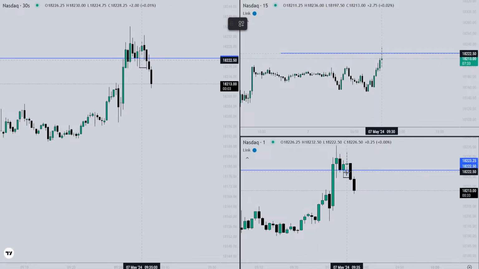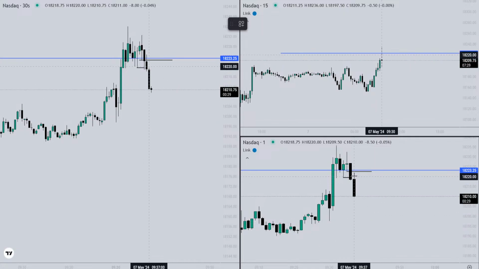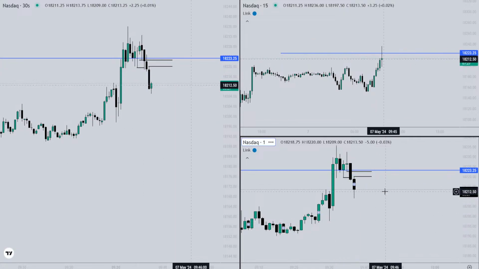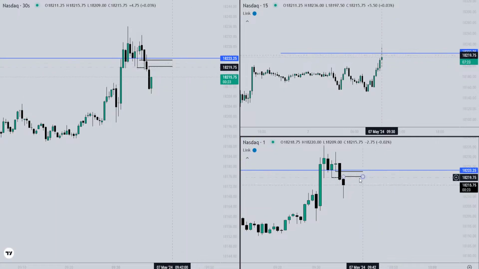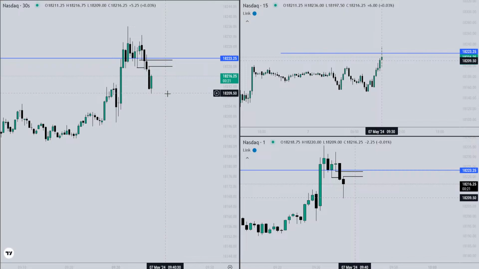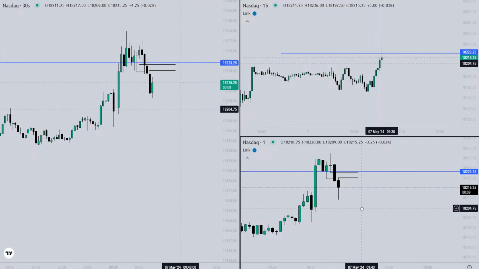As I told you, I'm not really interested to frame any trade. To be honest, I'm really not interested. Still, this is the 1 minute chart.